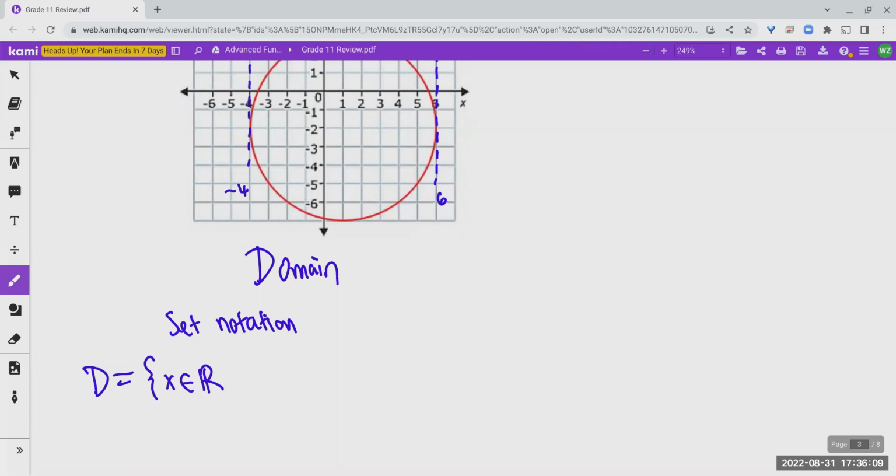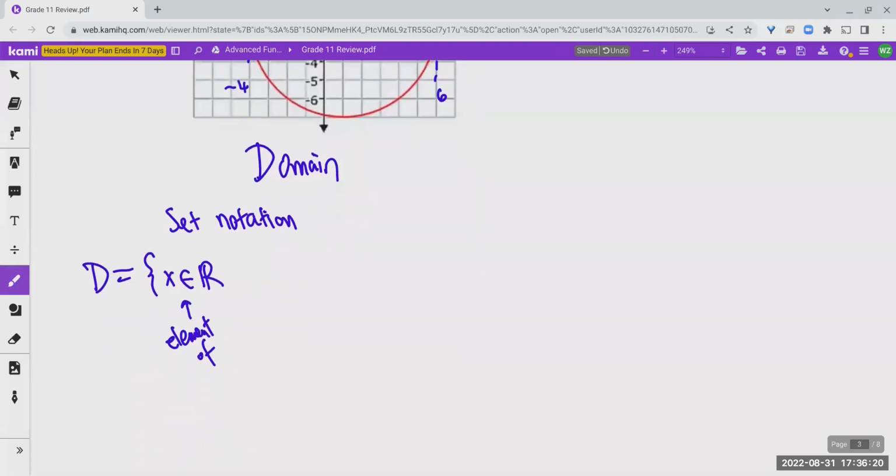Okay, let me write that down. This symbol means the element of. In other words, it means x belongs to. Belongs to what? Okay, this thing. R with a double line. Real numbers. If you're asking what a real number is, remember the classification of numbers, like integers, whole numbers, rational numbers, real numbers. Real number refers to basically all the numbers.